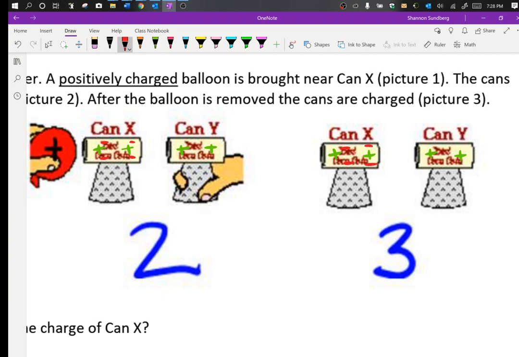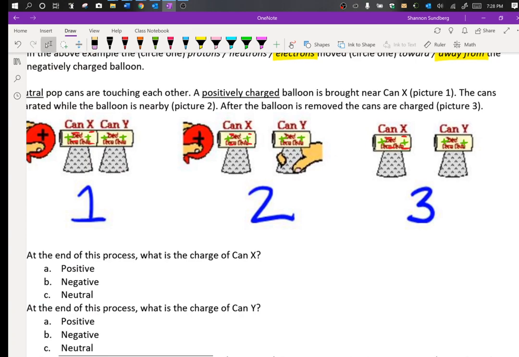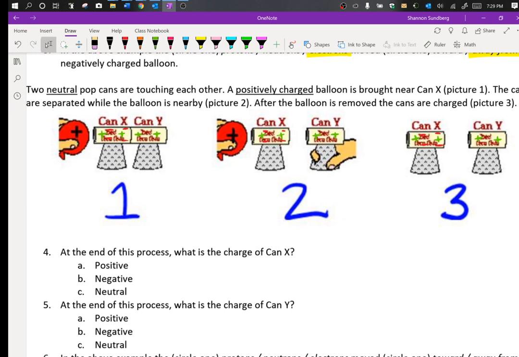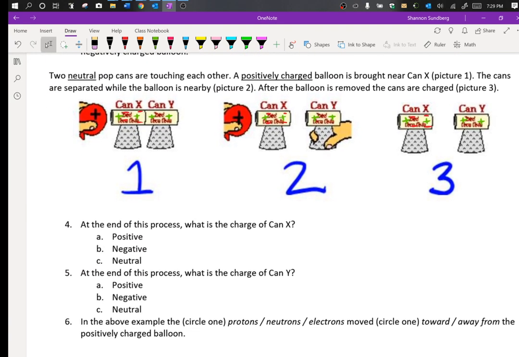So like I said earlier, drawing the charges is super important because it's going to make it much easier for you to answer these questions. And on your exam, drawing pictures, drawing charges, draw everything. So that way you just make it easy for yourself.